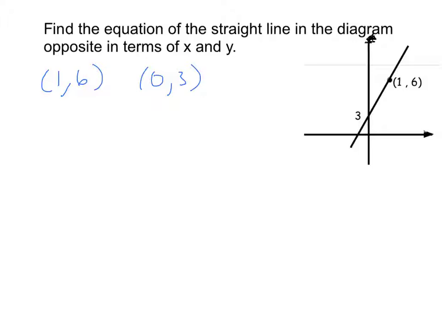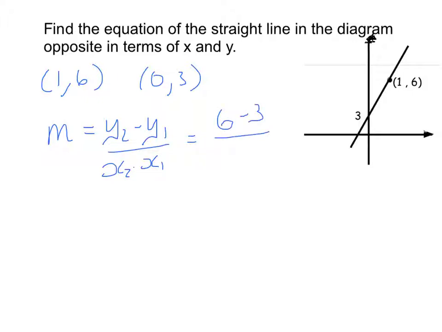Now in order to find an equation of a straight line, I need 2 things. I need the gradient and I need where it cuts the y-axis. So I'm going to use my gradient formula, and again it's y2 minus y1 over x2 minus x1. Using my y coordinates, 6 take away 3. Because I've used the 6 first, I have to use the 1 first on the bottom, 1 minus 0. 6 minus 3 is 3, 1 minus 0 is 1. 3 over 1 is 3.